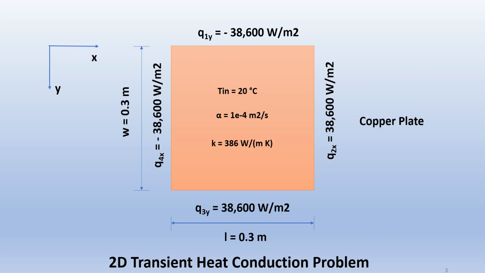Q1y, Q2x, Q3y, and Q4x are all the heat flux at the four sides of the copper plate. The sign convention is chosen to represent heat flowing out of the domain in all four sides. The x and y coordinate directions are shown at the top left hand side.